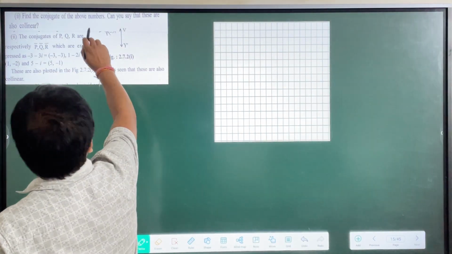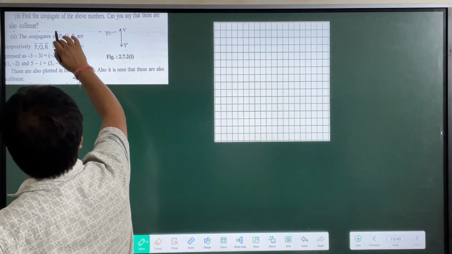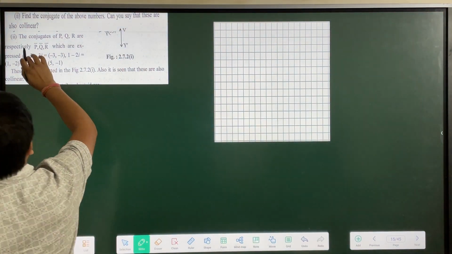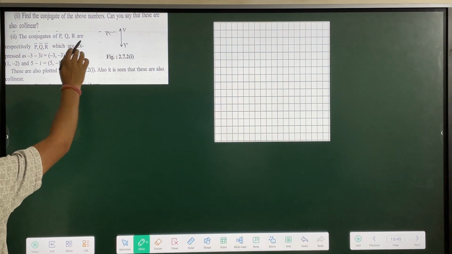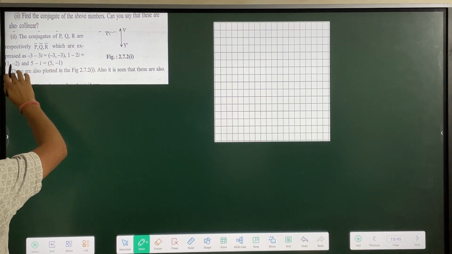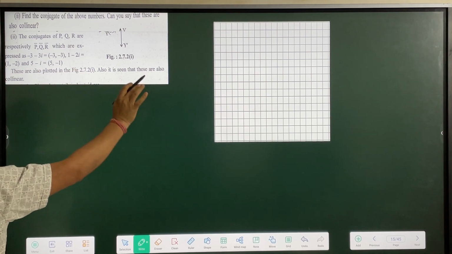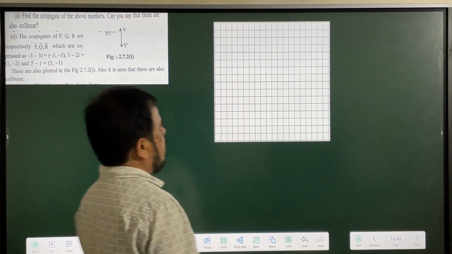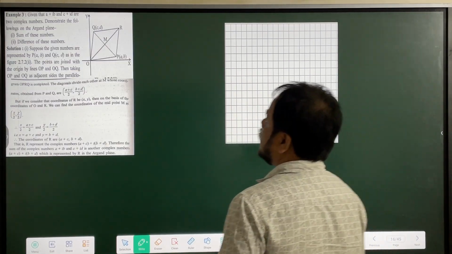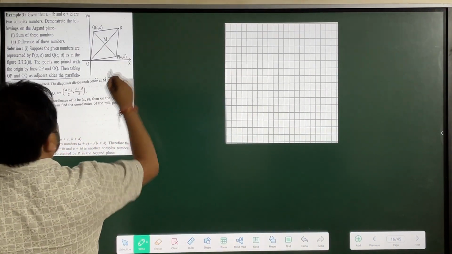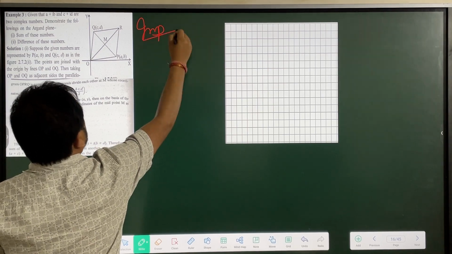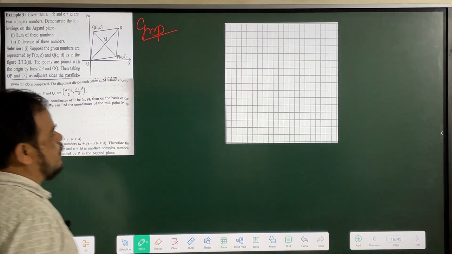Find the conjugate of the above numbers. Can you say that these are collinear? So it is done already. Number 3: the conjugate of P, Q, R respectively. This one is done already, so you don't have to see anything. This one no need, already done. This example number 3 is important.